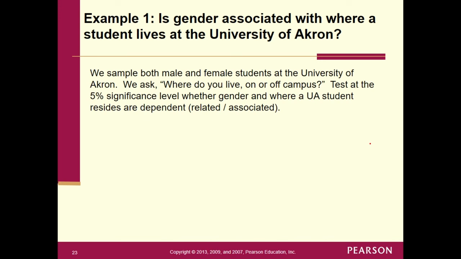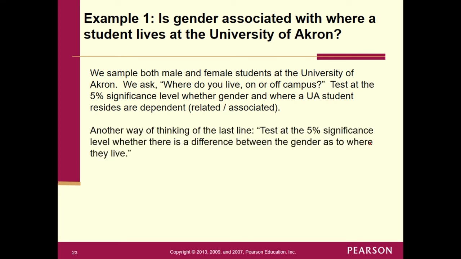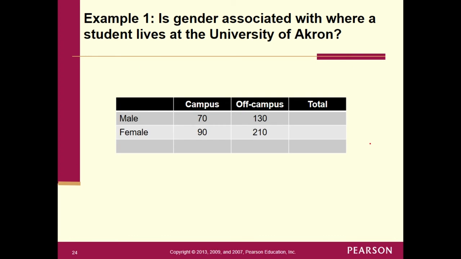So here's an example. We sample both male and female students at the University of Akron. We ask, where do you live, on or off campus? Test at the 5% significance level, whether gender and where a student resides are dependent, related, associated. Okay, so another way of thinking of the last line, test at the 5% significance level: well, is there a difference between gender and where they live? So let's say that this was our data, this was our sample, okay?